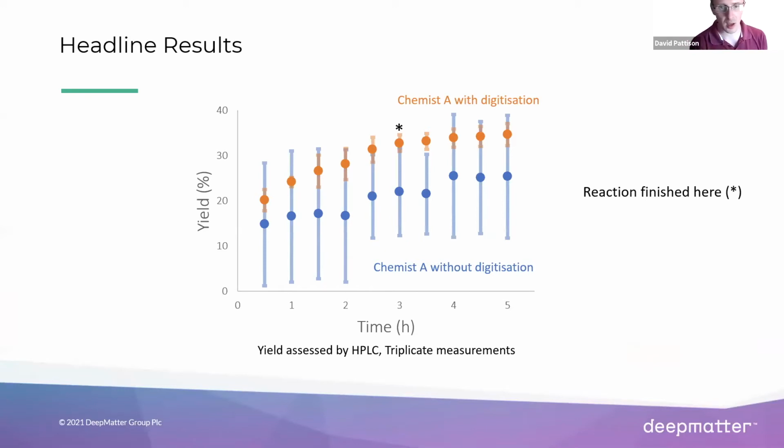The error bars on that Chemist A run, the blue ones, are horrifying to me. But I'm, again, not a chemist. I don't know, maybe chemists in the room are like, yeah, I get that. But to me, that's horrifying to have like a 15% standard deviation across things. Whereas it's much, much tighter.